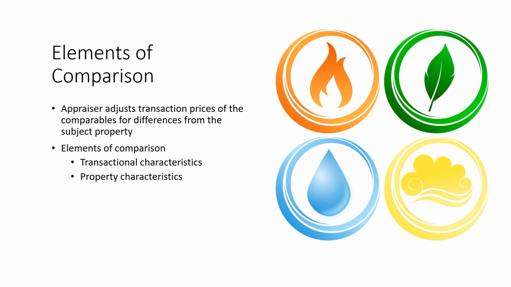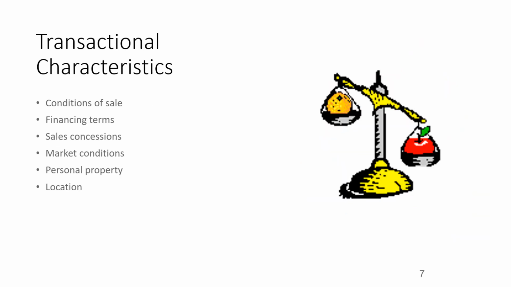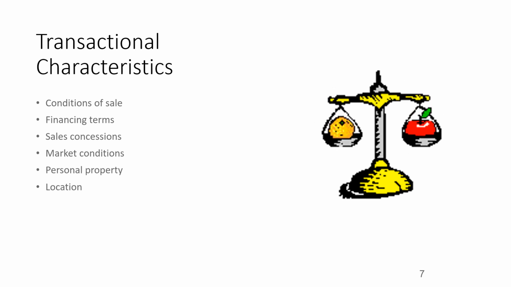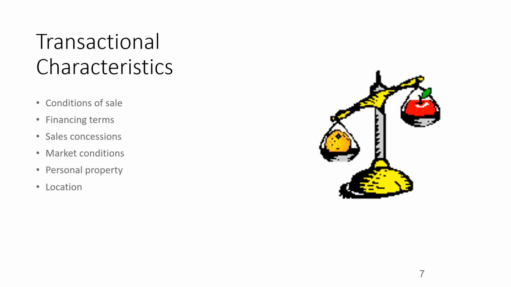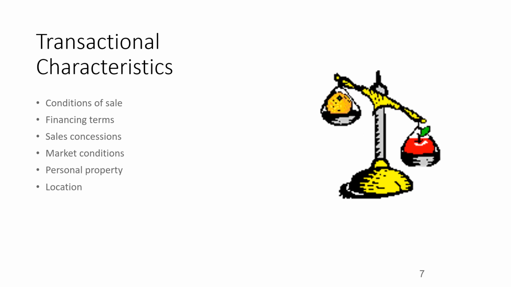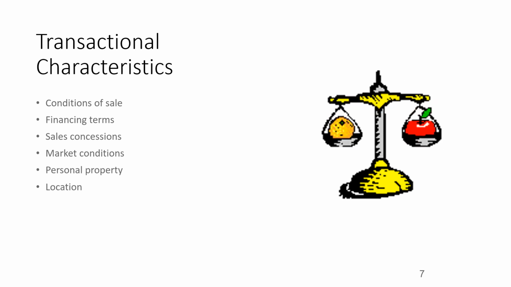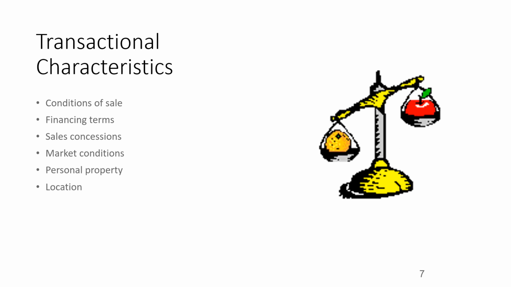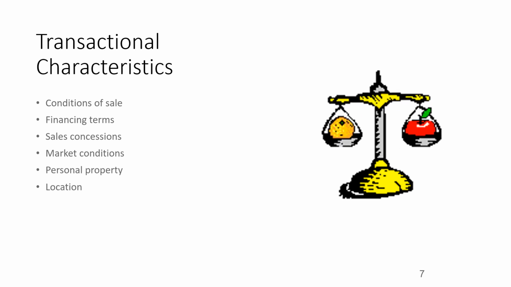Elements of comparison. The appraiser adjusts transaction prices of the comparable for the differences from the subject property. Elements of comparison: transactional characteristics and property characteristics. Transactional characteristics are the conditions of the sale, financing terms, seller's concessions, market conditions, personal property, and location.